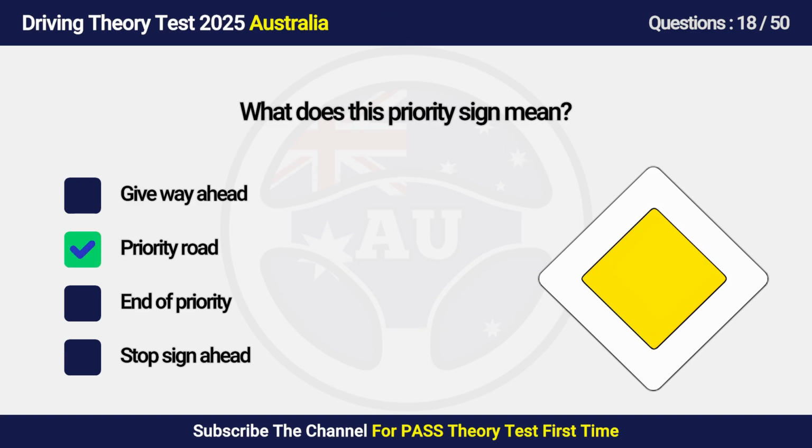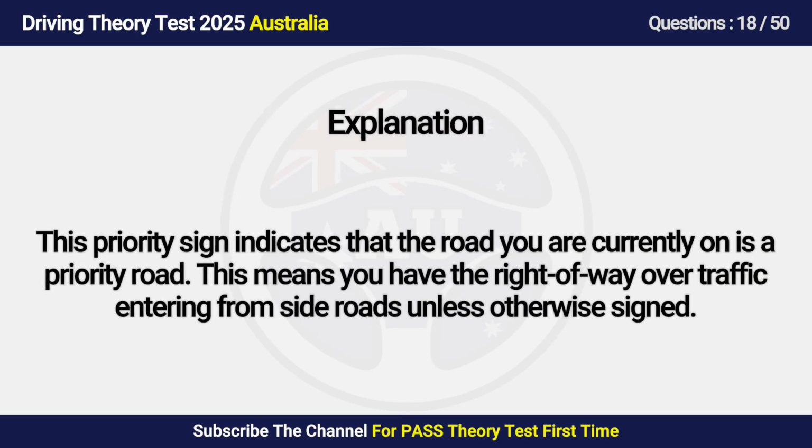Answer is B. Priority road. This priority sign indicates that the road you are currently on is a priority road. This means you have priority over traffic entering from side roads unless otherwise signed.